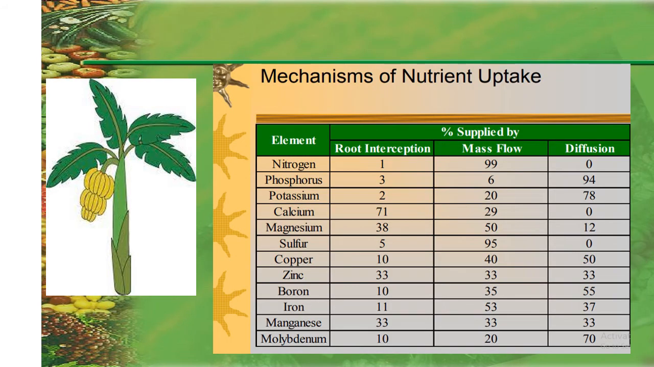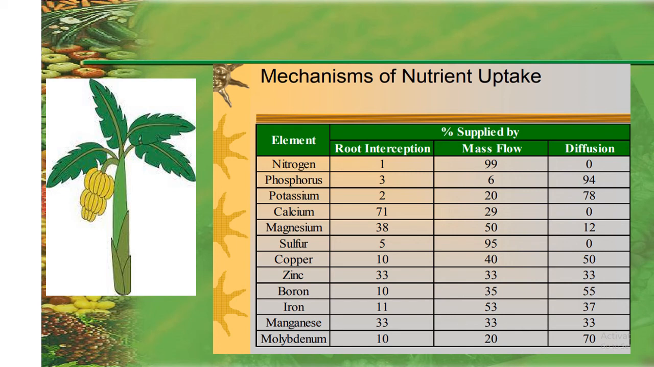So here are the mechanisms of nutrient uptake. Nitrogen, root interception is 1, mass flow 99, diffusion 0. Phosphorus, 3 for root interception, mass flow 6, diffusion 94. Potassium, root interception 2, mass flow 20, diffusion 78. Calcium, root interception 71, mass flow 29, diffusion 0.